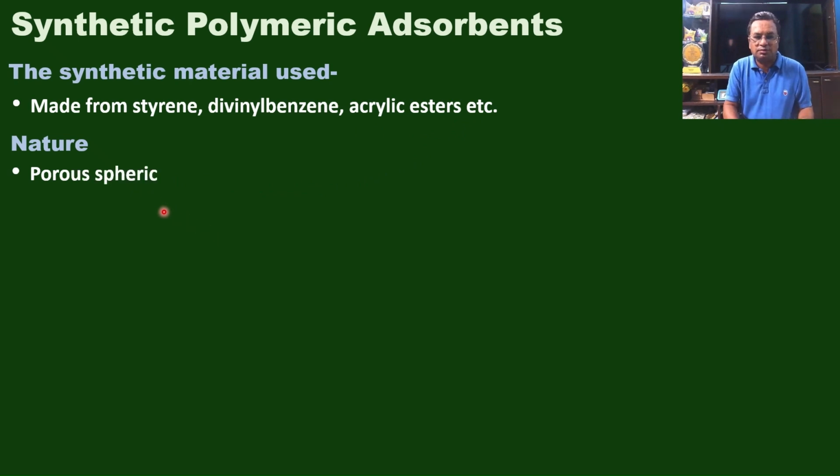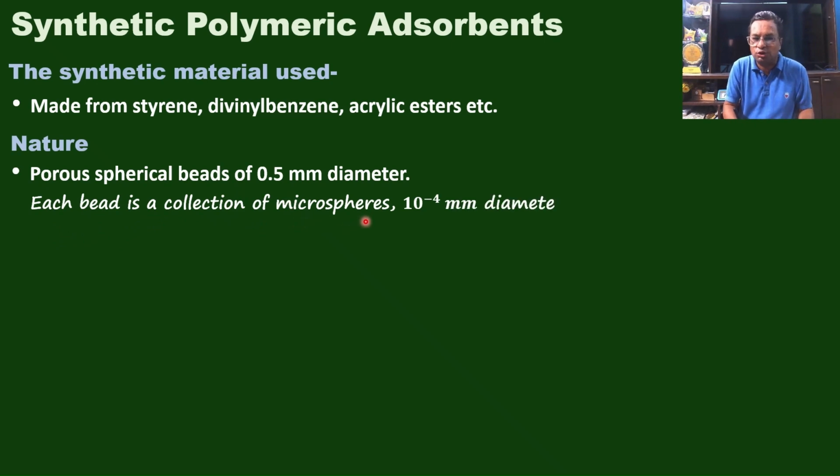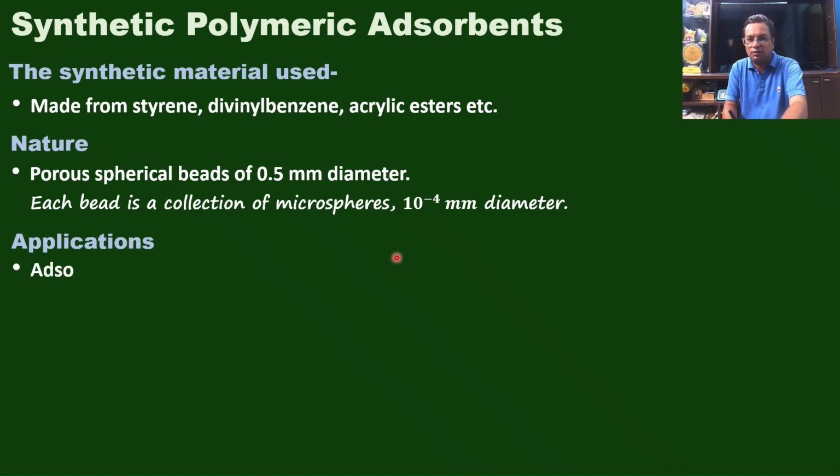What is the nature of these adsorbents? They are available in the form of porous spherical beads of 0.5 millimeter diameter. Each bead in turn is a collection of microspheres whose size could be as low as 10 to the power minus 4 millimeter in diameter. What are the applications for synthetic polymeric adsorbents?